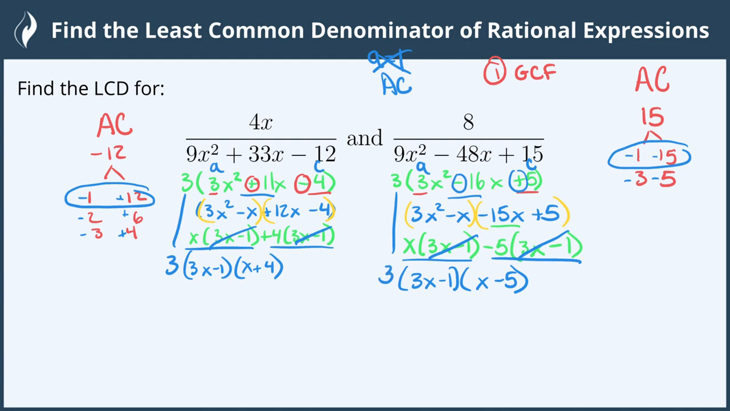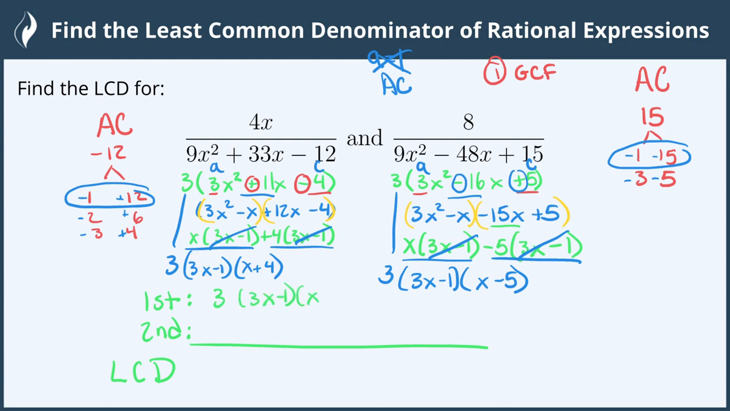Now let's go ahead and line all of these up. I'm going to write our first denominator and our second denominator here, and we will find everything in common for the lowest common denominator. Our first denominator has 3 and 3x minus 1 and x plus 4. Our second denominator has a 3. It also has a 3x minus 1. It doesn't have an x plus 4, but it does have x minus 5. And now we're going to find everything in common for the lowest common denominator.